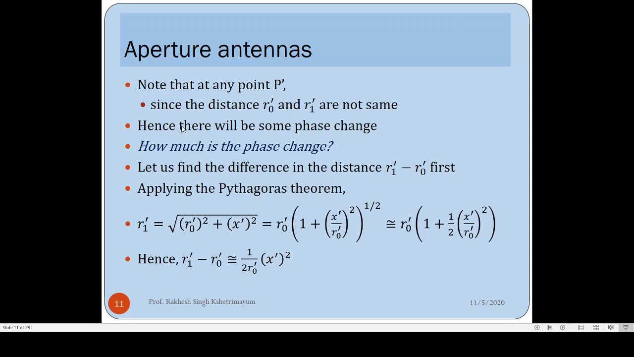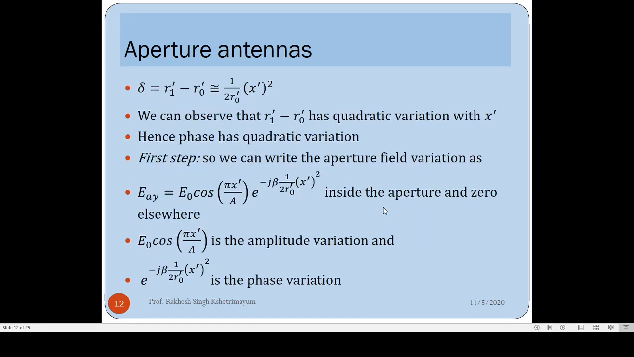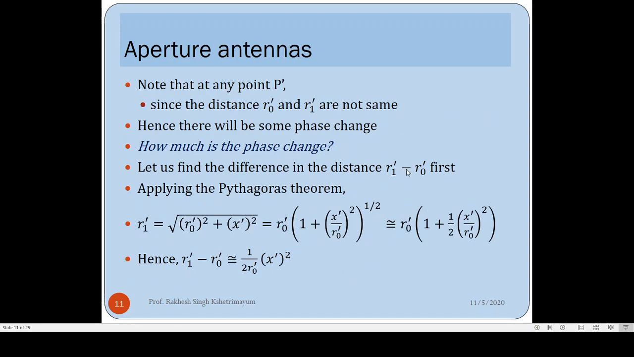We want to find out how much is the phase change. So if you want to find the phase change, you need to find out how much is the path difference first. The path difference from the central path and at distance x dash is r1 dash minus r0 dash. That is your delta in the figure. Delta was path difference, which is r1 dash minus r0 dash. R1 dash is at the location x dash from the center of the mouth of the horn antenna. So this is what you have here. This delta is r1 dash minus r0 dash. I want to find that. So let us try to find that.